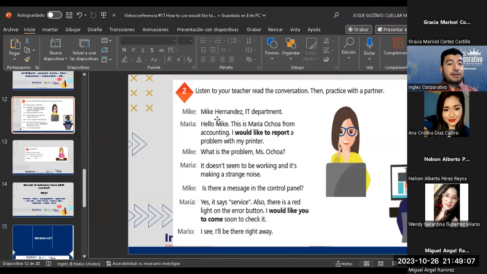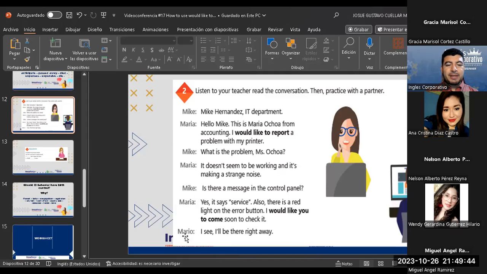Mike Hernandez, IT department. Hello, Mike. This is Maria Ochoa from accounting. I would like to report a problem with my printer. What is the problem, Miss Ochoa? It doesn't seem to be working and it's making a strange noise. Is there a message in the control panel? Yes, it says service. Also, there is a red light on the error button. I would like you to come soon to check it. I see, I'll be right away.